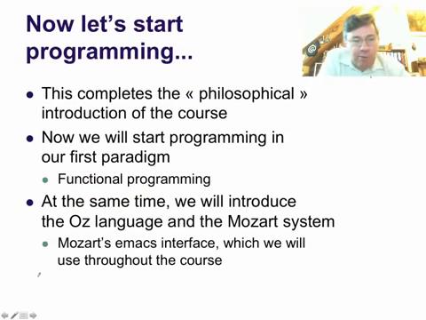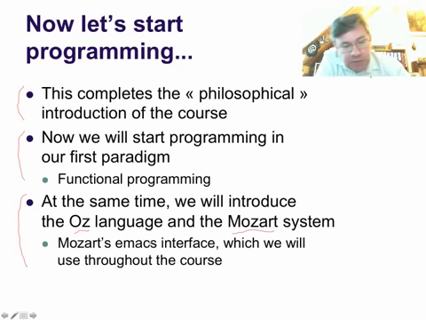Now let's start programming. We've now completed the philosophical introduction of the course, and I'm eager to get on to some practical programming. So we'll start programming in our first paradigm. At the same time, of course, we're going to be learning the Oz language and the Mozart system, which we'll be using throughout the course, and in particular the editor, the interactive interface based on an editor called Emacs, which we'll be using throughout the course.